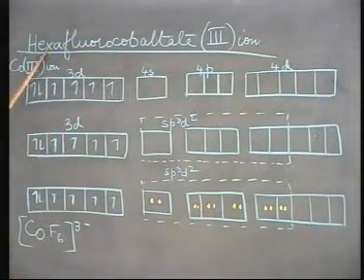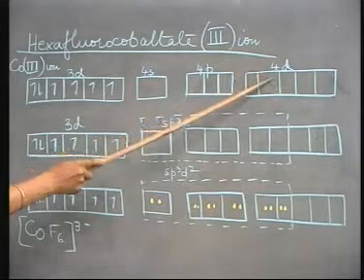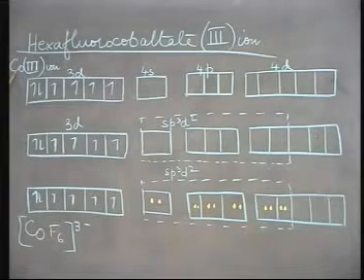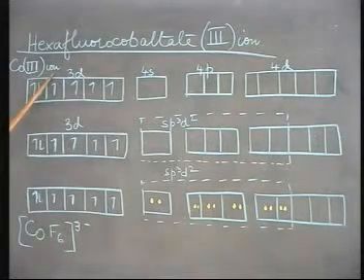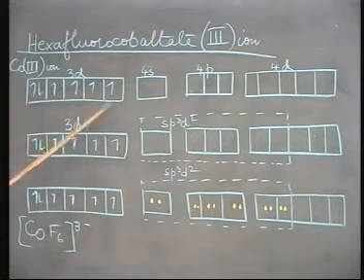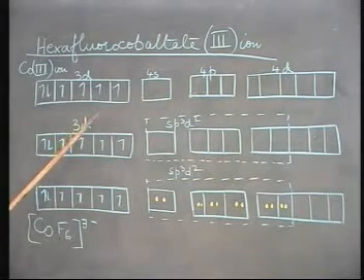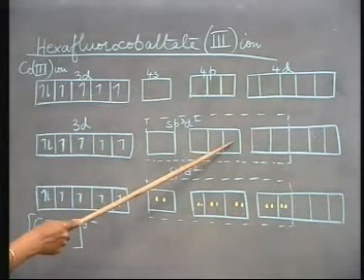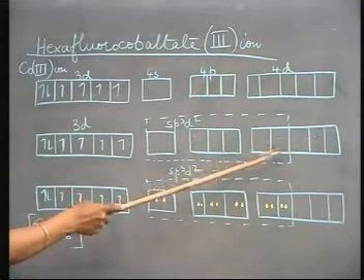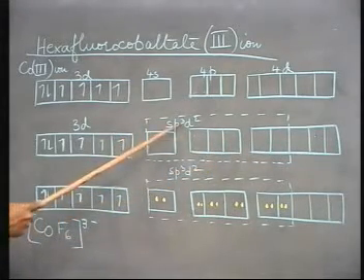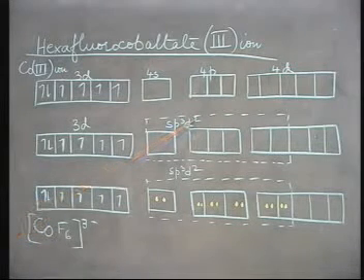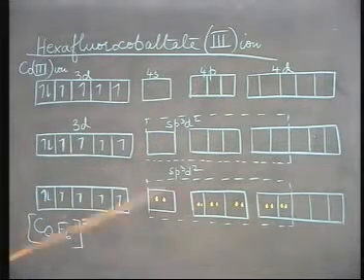Next, we should consider the case of the hexafluorocobaltate(III) ion. In this complex, the cobalt is in the excited state and has an outer electronic configuration of 3d6. Since the fluoride ion is a weak ligand, 1 s, 3 p and 2 4d orbitals hybridize to give the sp3d2 hybridized orbitals pointing towards the 6 ends of an octahedron. The complex thus has an octahedral geometry.